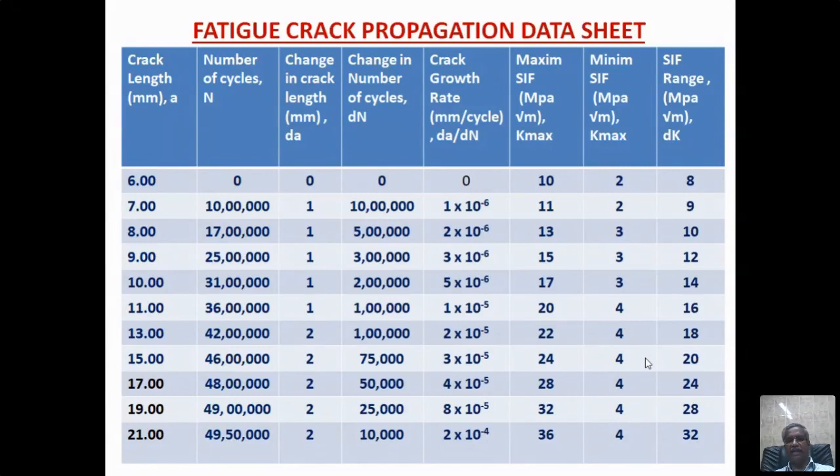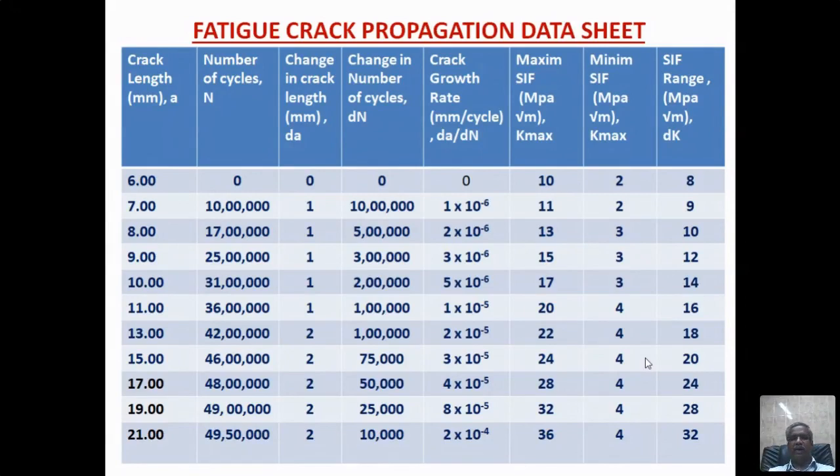Because it is difficult to measure the crack length in every cycle, you are taking 5 lakh cycles. The material is taking 5 lakh cycles for 1 mm increment. So 1 by 5 lakhs is in one cycle. What is the crack length increment? 2 into 10 power minus 6 millimeter. So that is the dA by dN.